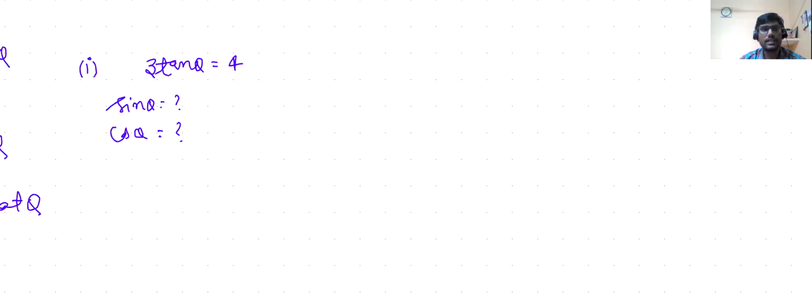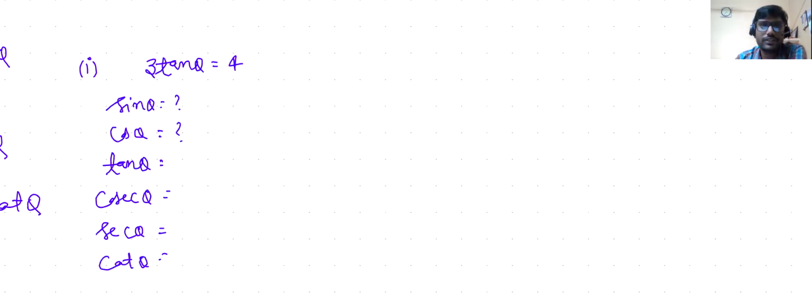Sine theta, cos theta, tan theta, we can write here, and also the cosec theta, sec theta, and the last one, cot theta. How can we write the values of these functions? Theta is the same for all. The first thing: we have 3 tan theta equals 4. Here the 3 in the multiplication carries towards the right side. So finally tan theta is equal to 4 upon 3.